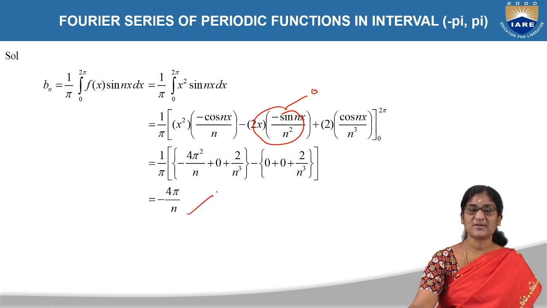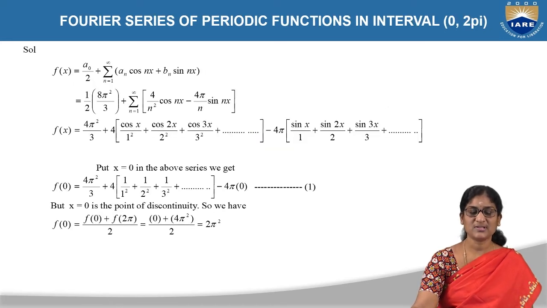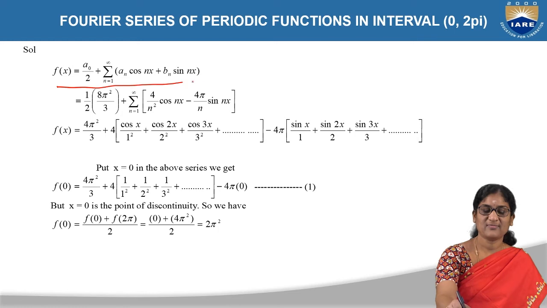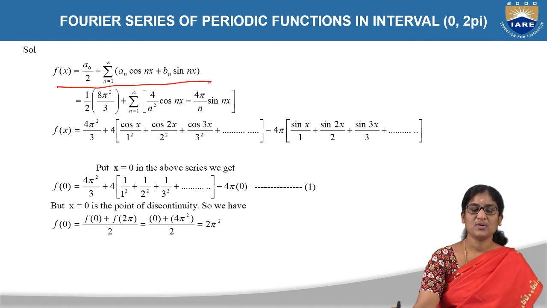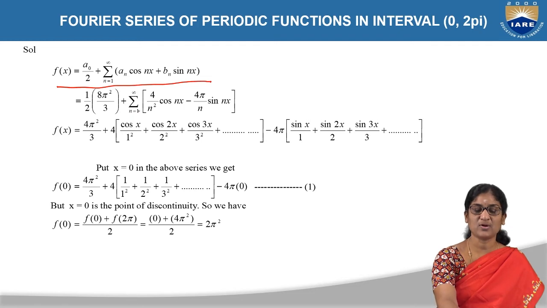So all the three values are ready with us, and now we need to substitute all the three values in the Fourier expansion. f of x is equal to a naught by 2 plus summation n from 1 to infinity a n cos nx plus bn sin nx, which comes out to be 1 by pi [8 pi cube by 3] plus summation n from 1 to infinity 4 by n square cos nx minus 4 pi by n sin nx. Now, we'll take all the values of n from 1 to infinity.